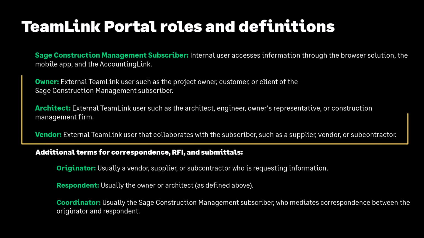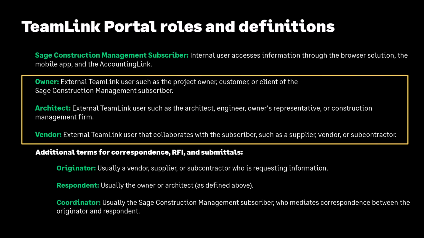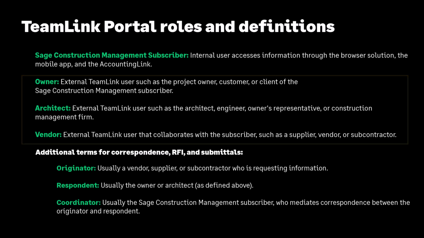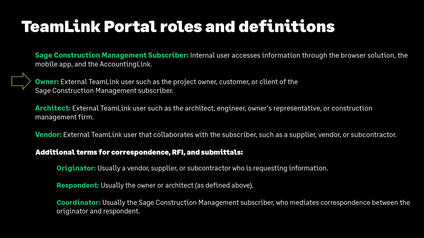There are three primary TeamLink portal roles: owner, architect, and vendor. These are simply a security role that the CoreCon subscriber has granted to your company in relation to a project. The owner TeamLink portal role is an external TeamLink user, such as the project owner, customer, or client of the CoreCon subscriber.